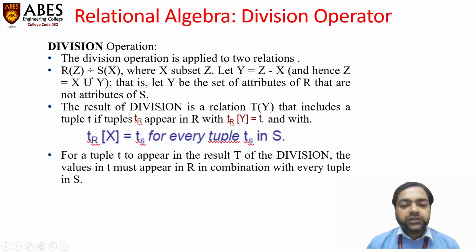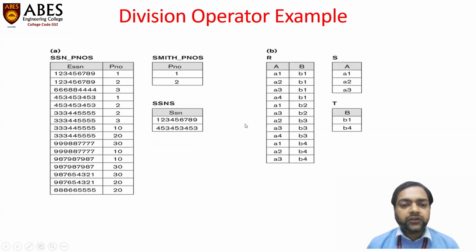Now the result of division is a relation T(Y) that includes a tuple t if tuples tR appear in R with tR[Y] equals t and with tR[X] equals tS for every tuple tS in S. We'll discuss this with the help of an example, where you will understand clearly. For a tuple t to appear in the result T of the division operator, the values in t must appear in R in combination with every tuple of S. Let us understand with the help of an example, where you will find very easily how to apply this operator in DBMS.